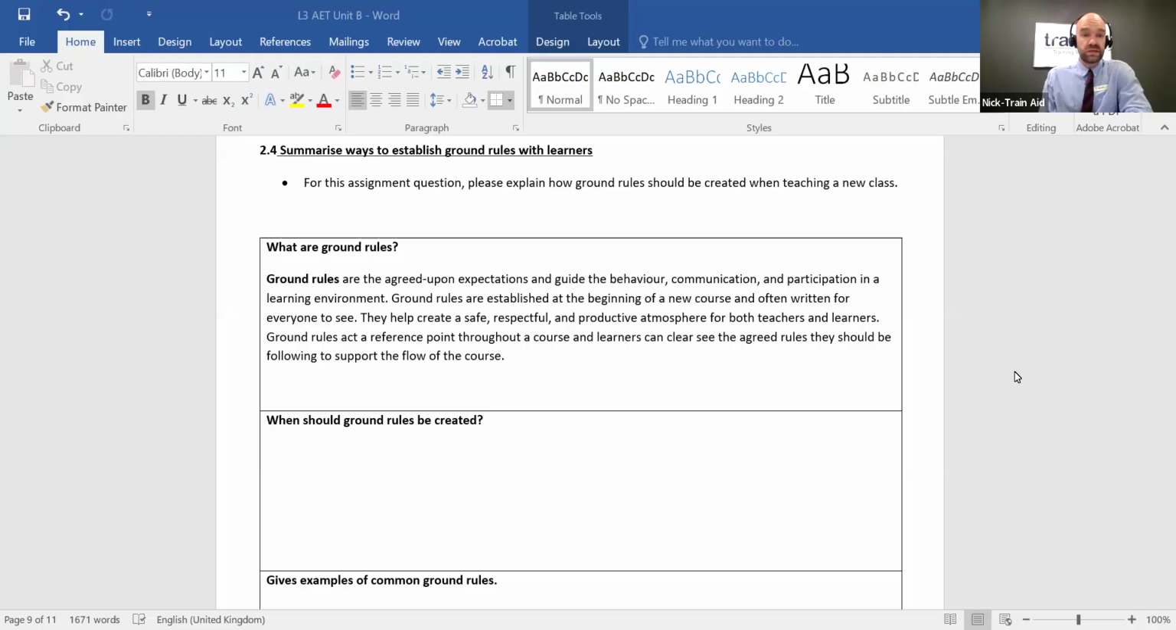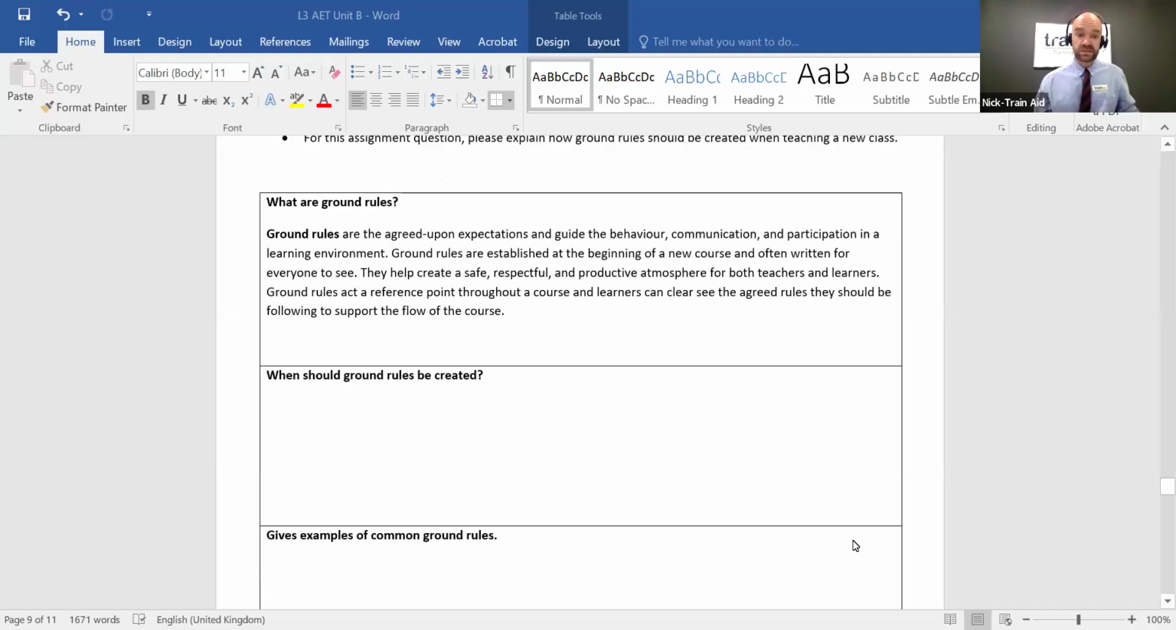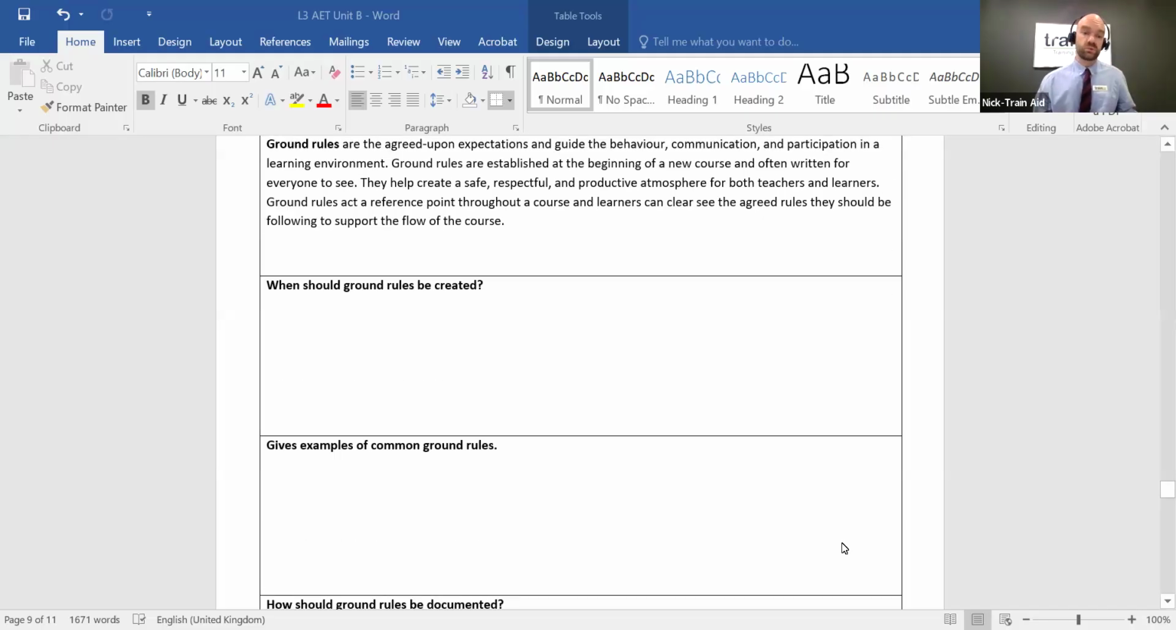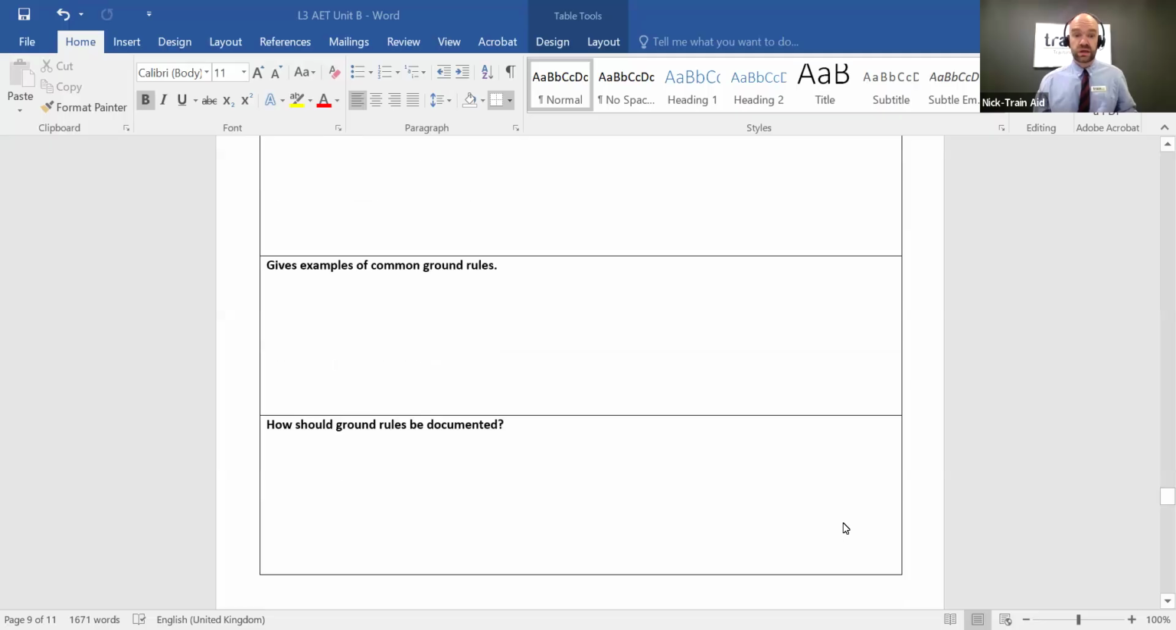Award in Education and Training, Unit B, Inclusive Practice. And question 2.4 is looking at ways to summarise ways to establish ground rules with learners. So for this question, please can you explain how ground rules should be created when teaching a new class? We're looking at what ground rules are, when ground rules should be created. We also need to give examples of common ground rules, and how ground rules should be documented.